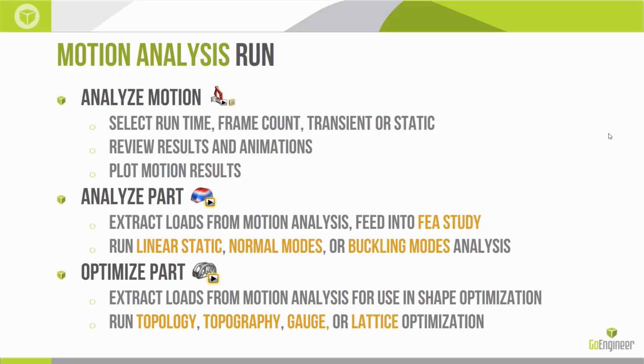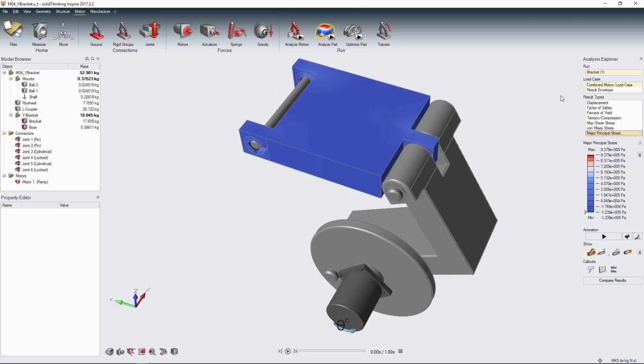Now, I'm going to be running Topology, which is shape optimization, but Inspire will also do topography optimization. It will do gauge thickness optimization, say for sheet metal, and it will actually do lattice optimization now with the newest version, 2017.3. More on lattice optimization in upcoming webinars. So let's walk through setting up a part optimization.